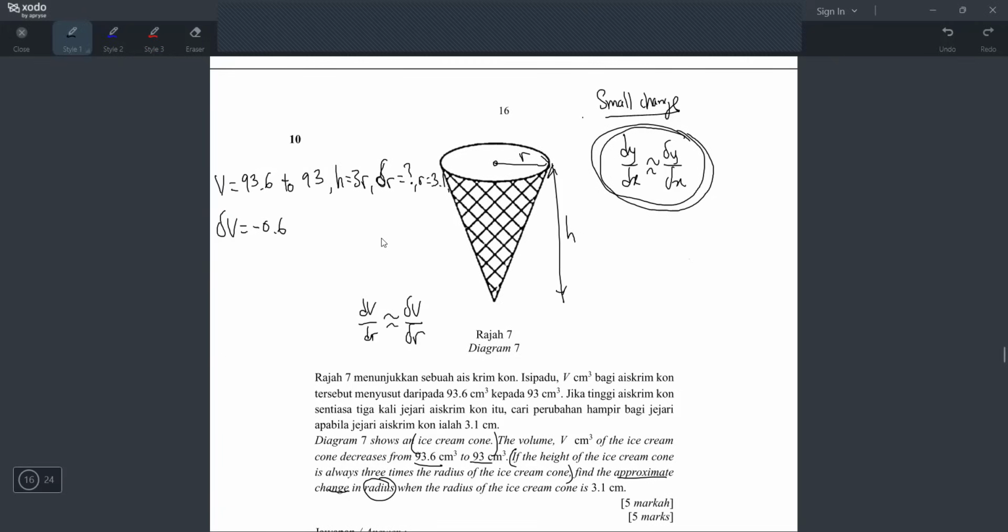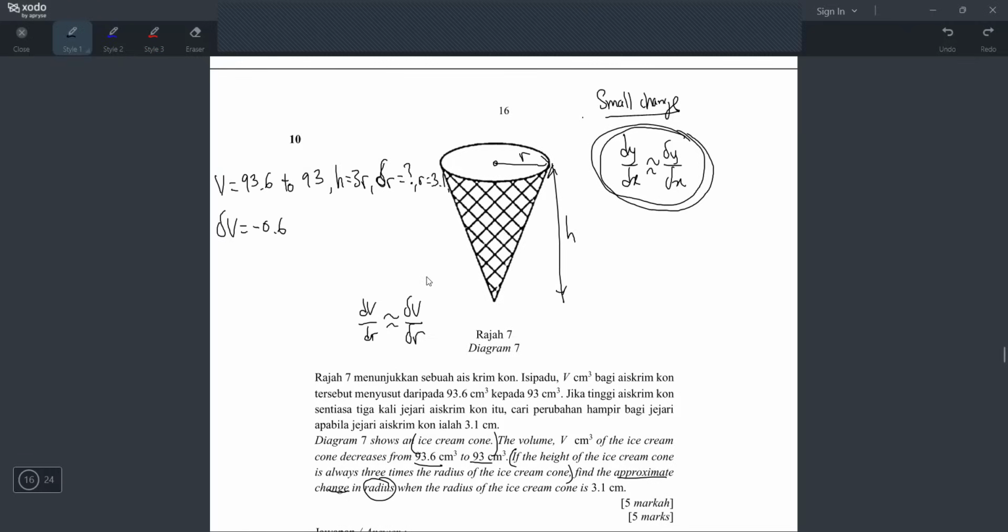Hey, sir, why don't you write dr over dV almost equals to delta R over delta V? Okay, the reason is very simple, because actually you can write it like this also. I never say cannot. It's just that after you find your dV/dr, you have to flip your answer and then substitute it in. Can also actually, but it's much more recommended to write dV/dr because later V represents volume and R represents radius.